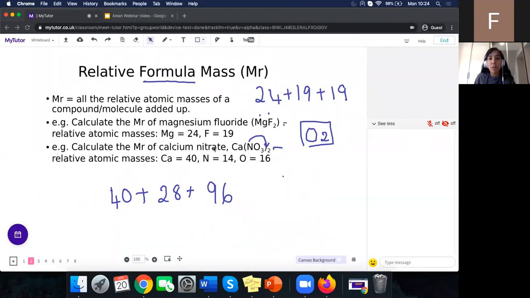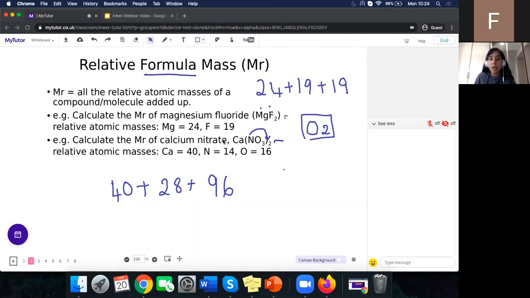Then we used that to calculate the relative formula mass. So the relative formula mass, remember, is all the relative atomic masses of a compound or molecule added up. So we did magnesium fluoride. Again, they gave us the relative atomic masses. So it was Mg plus 2 fluorines. And same with calcium nitrate. What I was trying to show here is when we have brackets, we multiply by what's outside the brackets. So here we did nitrogen times 2 and 3 oxygens times 2, which gave us 6 oxygens, and then we added that to calcium.